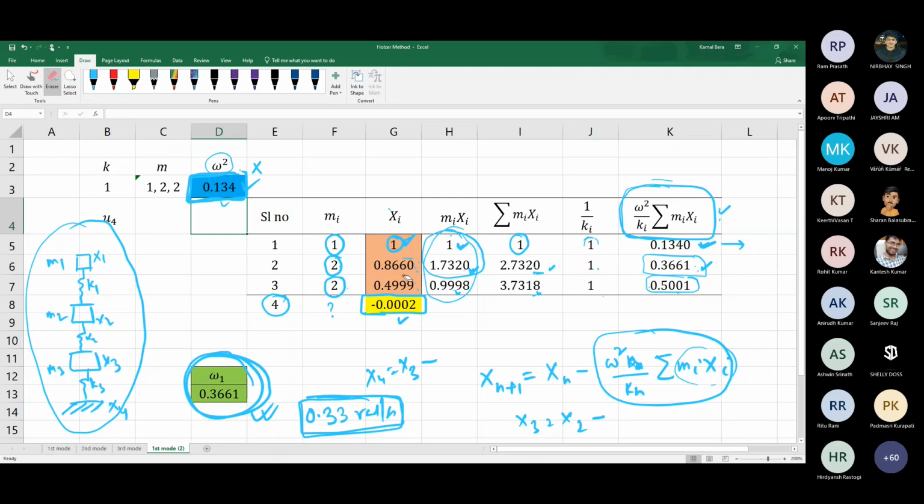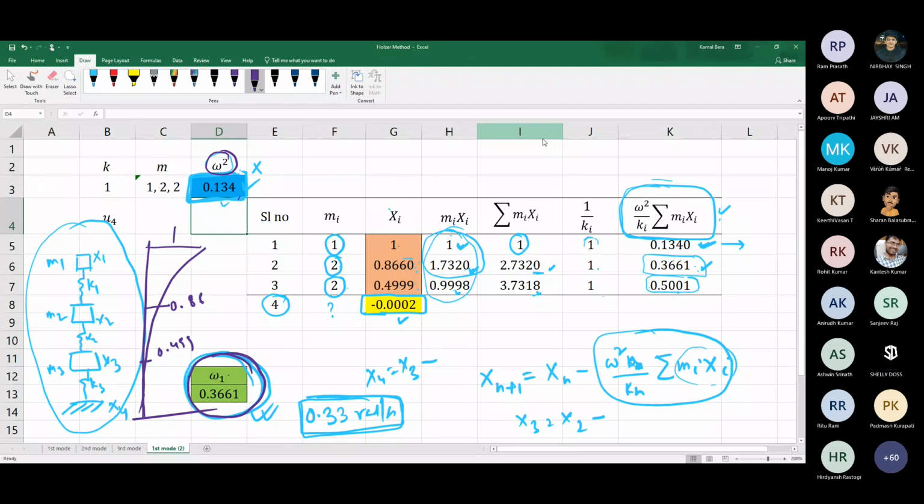How to see? Let's see for this. What is the x that you are getting? You see all are positive, right? 1, 0.866, 0.5, or 0.499, all are positive. So if I plot the displacement pattern, it will be something like that, and that is the first mode. So this is 1, this is some 0.866, and this is some 0.499. Understood? If any one of these is negative, it will be some different mode, right? So this is the first mode. So whatever eigenvalue you are getting corresponds to the first mode. So I have written here omega 1 equal to 0.3661.